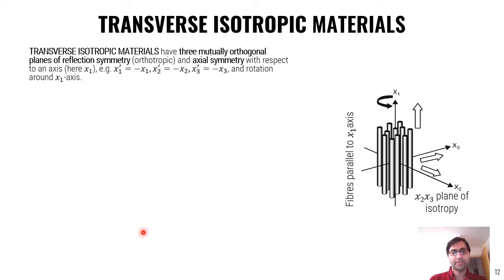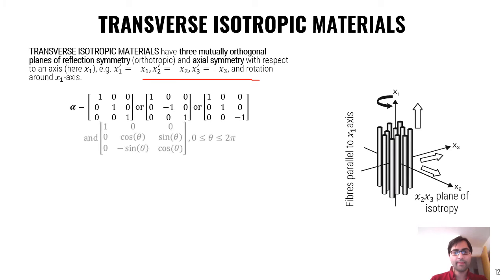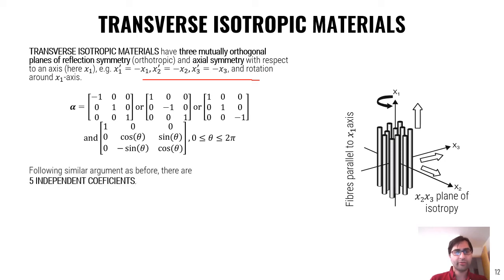This part is similar to the orthotropic material, but we have to enforce the rotation around the x1 axis as well. So apart from the transformation laws we saw before, we have this new one which enforces the rotation around the x1 axis. Following the same argument, we end up with only 5 independent coefficients.